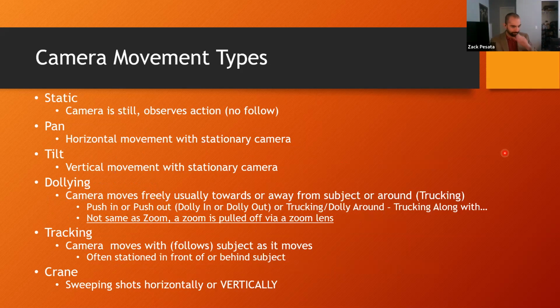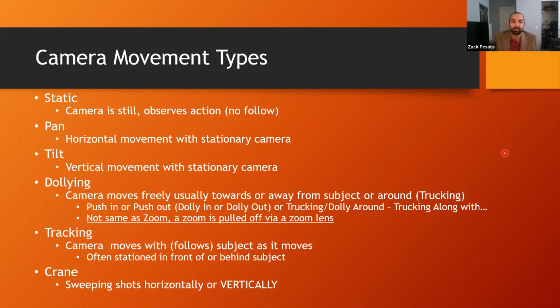A pan is with a stationary camera. However, the camera literally scans horizontally. So you're in one position, but the camera just scans horizontally. So it's actually not moving in any way or following, but it just sort of scans. And then tilt is the same idea, but vertically. So you're in one position, but you just scan vertically.